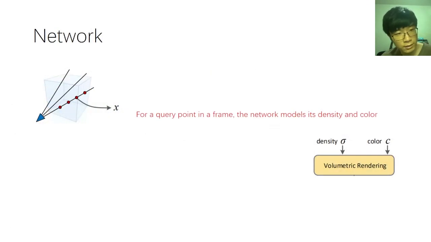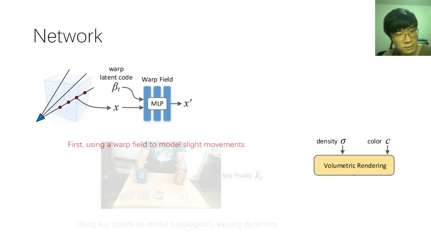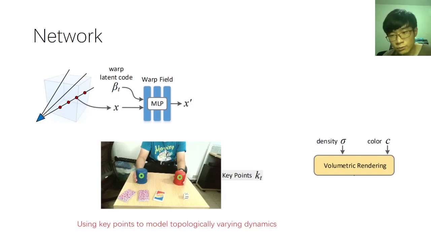For our network architecture, we follow the design in NeRF, and our network takes the query point X as input and outputs its density and color, which can then be used for volumetric rendering. For each point X, we first use a warp field to deform it to a canonical position. This warp field only models some slight movements, but cannot model topological changes. We find that motions and topological changes are always related to some movements of surface points, so we use surface key points to model different topology and motion status in canonical space.